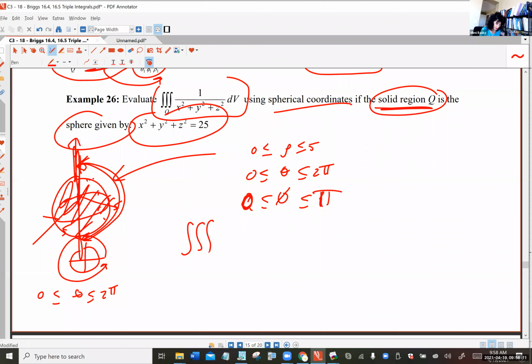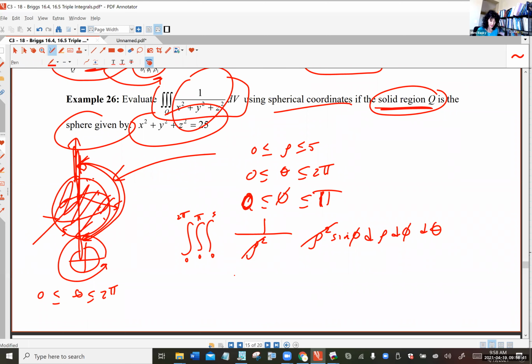So good news, when we convert to the triple integral, you're going to go rho squared sine phi d rho d phi d theta in that order. So rho will go from 0 to 5. Phi is going from 0 to pi. Theta goes from 0 to 2 pi. And then you convert your integrand to spherical. So that's going to be 1 over rho squared. Now what? Ooh, these rho squareds cancel. Yay! Can you do that? Absolutely. Then you only have sine phi left in your integrand.